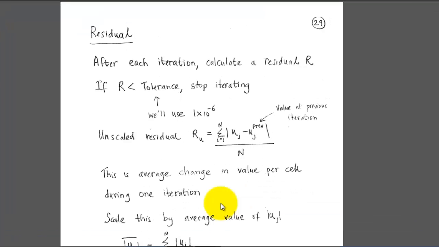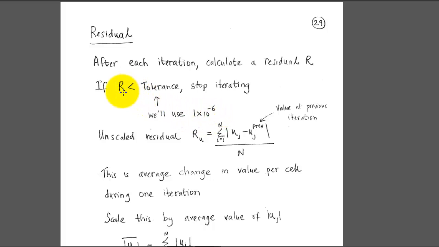How do we know when to stop iterating? After each iteration, we calculate a residual R, and if that residual is less than some tolerance that we pick, we stop iterating. And we will use a tolerance of 10 to the power of -6.